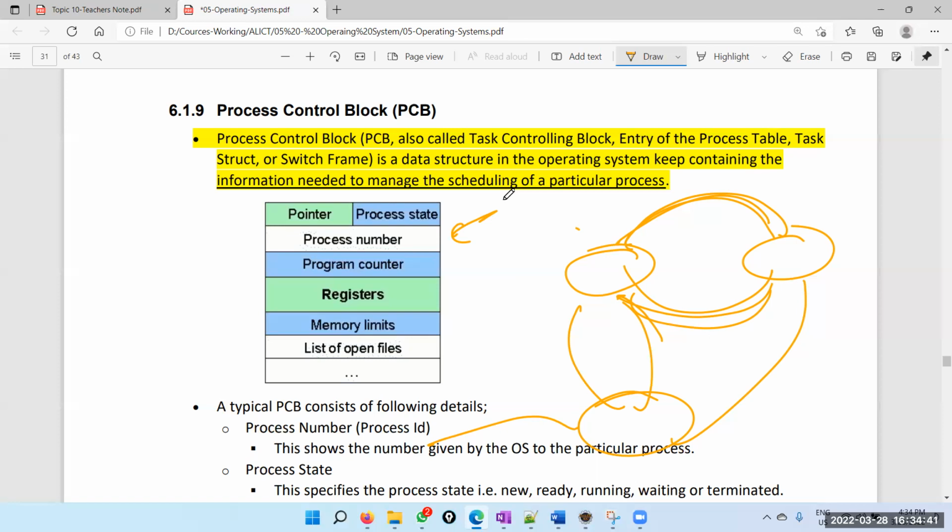Say when a process is taken from the running state to the ready state, it is going to update the process state saying now it is in the ready state. When it is again taken to the running state, it is going to update it saying now it is in the running state.